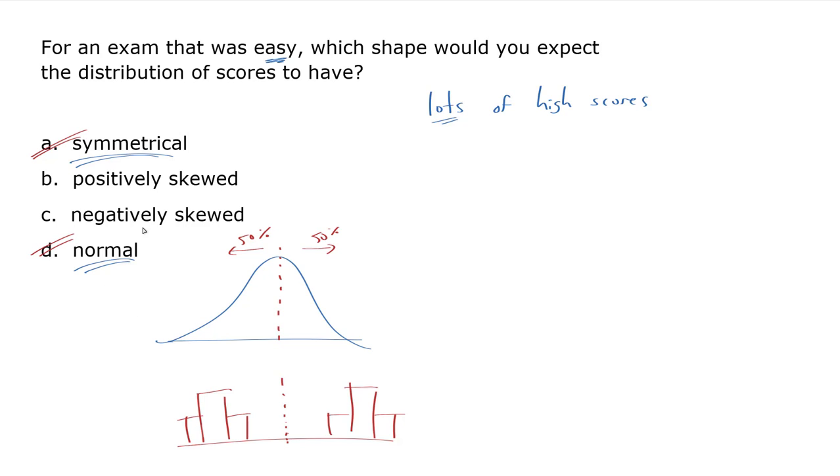So would it be positively skewed or negatively skewed? Well, we're going to have lots of high scores. So that means that when I draw this, I can pile up my frequencies towards the high end and then drop them off down here. So maybe some people really didn't understand the material or didn't study, so there's going to be a few that got lower scores, but many got higher scores.